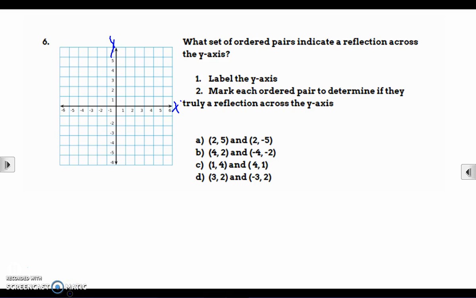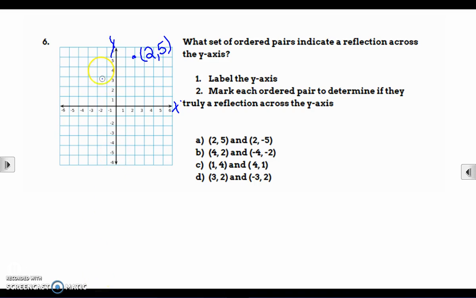Then she says, mark each ordered pair to determine if they truly are a reflection across the y-axis. So we're going to start with letter A, 2, 5, and 2, negative 5. If I want to plot the point 2, 5, I start at the origin. 2, 5 says 2 to the right and 5 up. 1, 2, 3, 4, 5 up. That is the point 2, 5. That point is in the first quadrant.